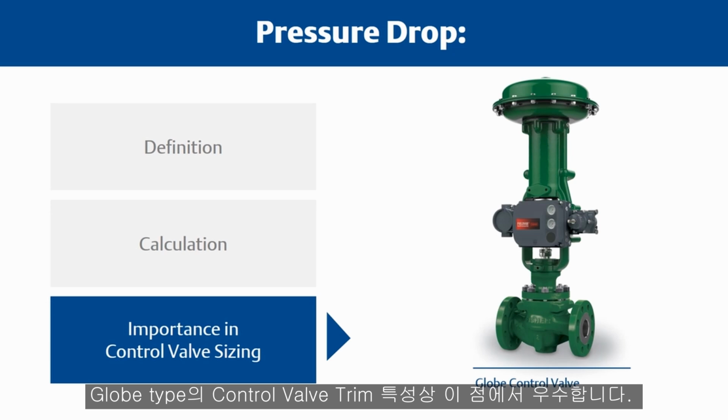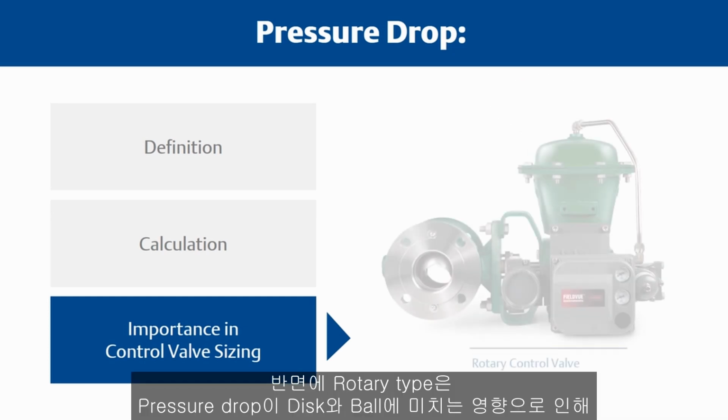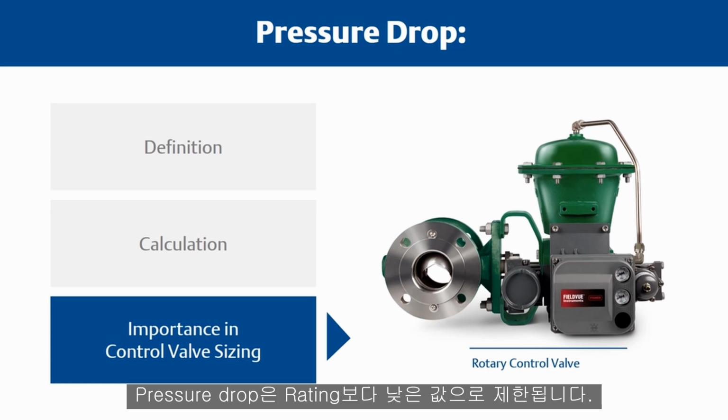Globe control valves are generally superior in both regards because of the rugged nature of their moving parts. Many rotary control valves are limited to pressure drops well below the body pressure rating, especially under flowing conditions, due to the stresses that high-velocity flow imposes on the disc or ball segment.